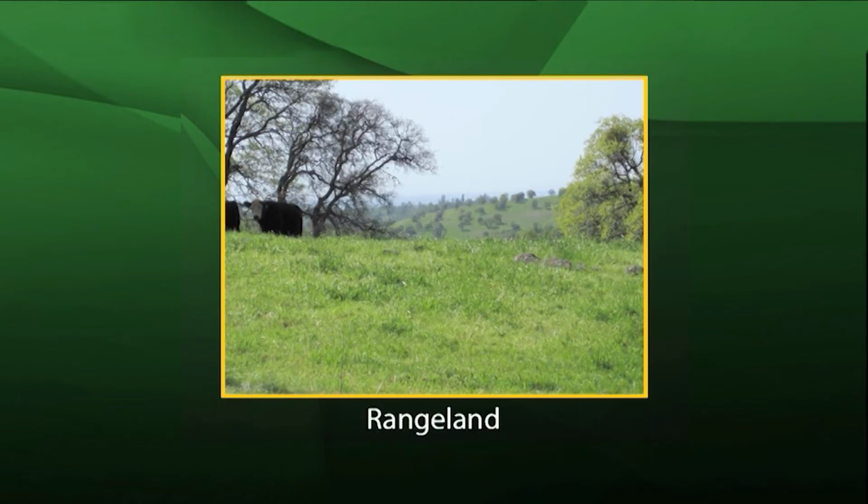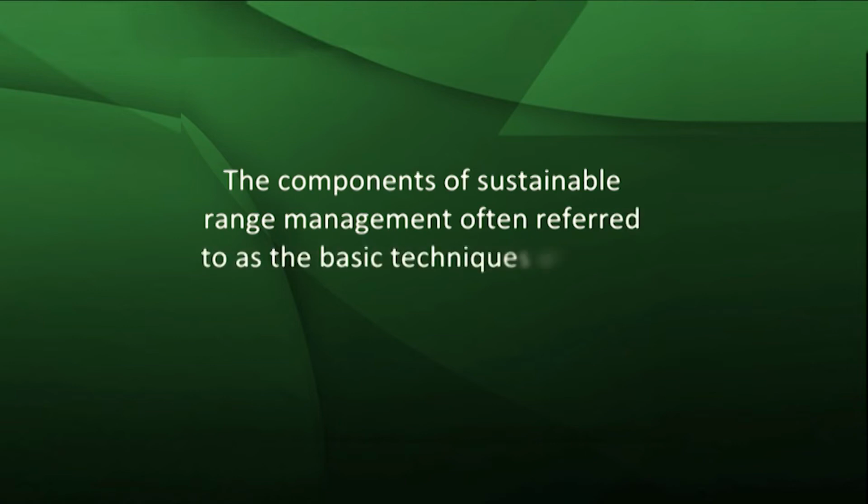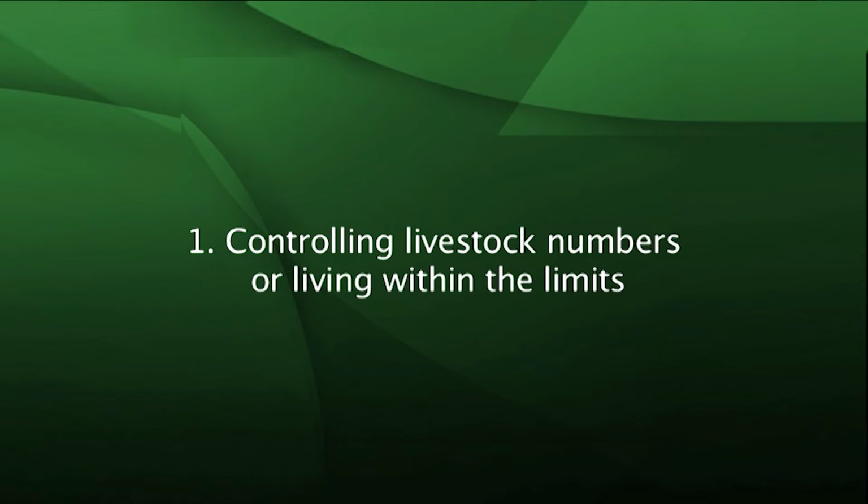Sustainable use of grasslands and rangelands. Sustainable grazing management can, if properly carried out, protect or even improve the quality of rangelands. The components of sustainable range management, often referred to as the basic techniques of range management, include: number one, controlling livestock numbers, or living within the limits. Rangeland and pasture use must be adjusted according to the carrying capacity of the land, which varies from one year to the next with the weather. Those who cannot adjust their herd size run the risk of lowering the carrying capacity of their land and destroying grazing opportunities.